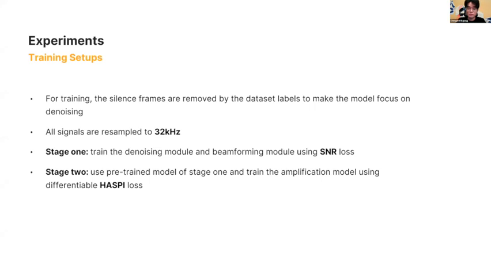In the training stage, the silence frames are removed by the provided dataset labels to make the model focus on denoising. All signals are resampled to 32 kHz before feeding to the network. And the training process is divided into 2 parts. Firstly, the denoising module and the beamforming module are trained using channel 1 of the target signals, not the anechoic signals, as we found that the anechoic signals have a little misalignment with the noisy signals. After this, the model is loaded as a pre-trained model, and the amplification module is added to train the final model. As for the loss function, we use the CSR loss for the first stage and the differentiable HASPI loss for the second stage.